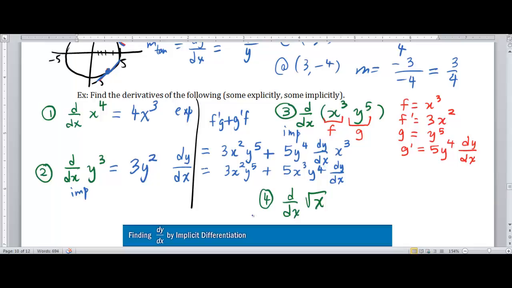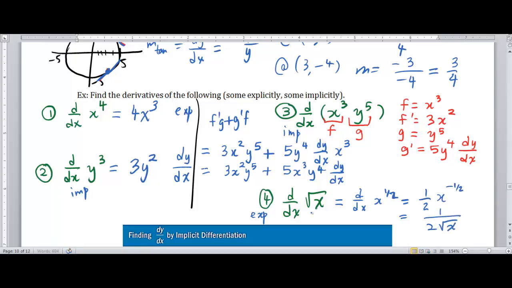Okay, how about this one, square root of x? Well, there's no y variable involved. This is just regular explicit differentiation. This is the same as x to the 1/2. Now here I just rewrote it. I did not take the derivative. Now I'm taking the derivative, 1/2 x to the negative 1/2, and you can rewrite that as 1 over 2 root x. Okay.